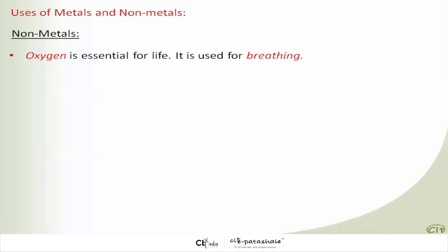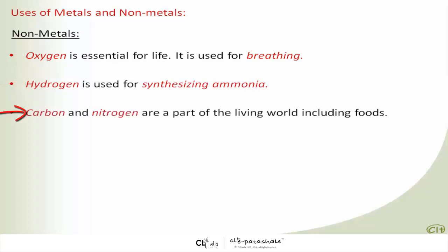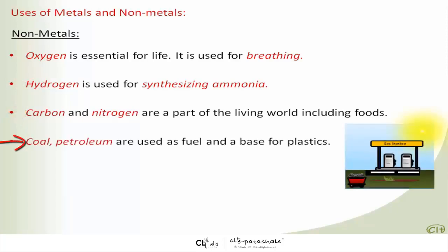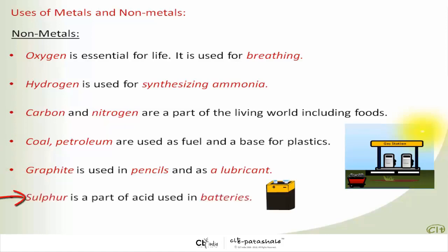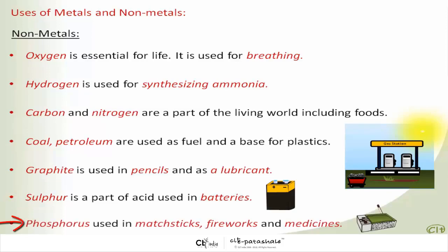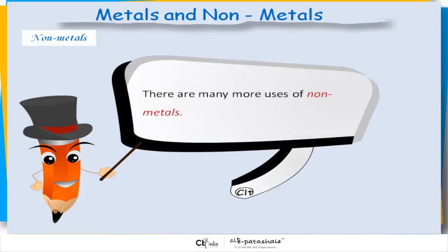Uses of nonmetals include oxygen, which is essential for life. It is used for breathing. Hydrogen is used for synthesizing ammonia. Carbon and nitrogen are a part of the living world, including foods. Coal and petroleum are used as fuel and a base for plastics. Graphite is used in pencils and as a lubricant. Sulfur is a part of acid used in batteries. Phosphorus is used in matchsticks, fireworks and medicines. Now there are many more uses of non-metals.